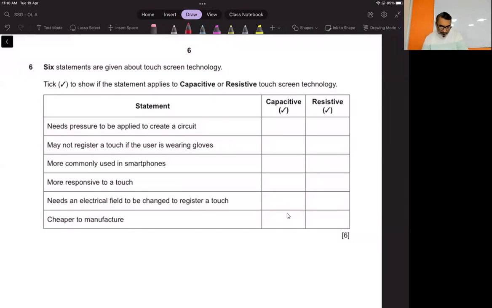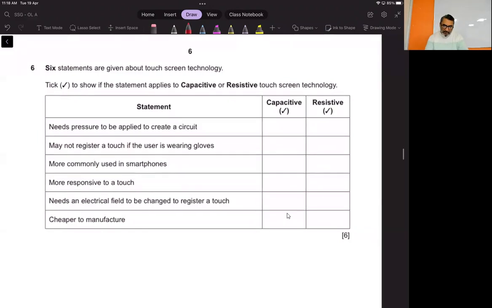So let's see what it says. Needs pressure to be applied to create a circuit, that is resistive. May not register a touch if the user is wearing gloves, that is capacitive. For resistive, all you have to do is touch. You can touch with a pencil, or your finger, and that pressure will work. But if it is capacitive and you're wearing a glove, since a glove is an insulator, it won't let you draw the charge from the screen, so it would not work. More commonly used in smartphones, this is capacitive. More responsive to the touch, this is capacitive. Needs an electric field to be changed to register a touch, that is capacitive. Cheaper to manufacture, that is resistive.